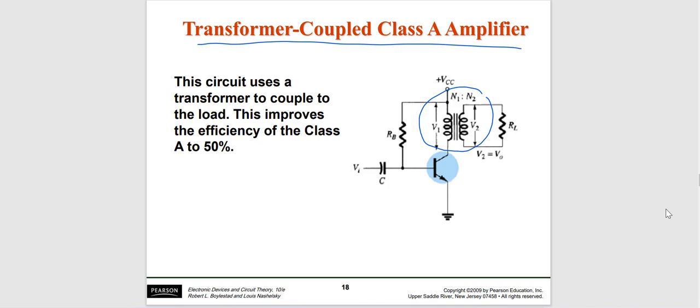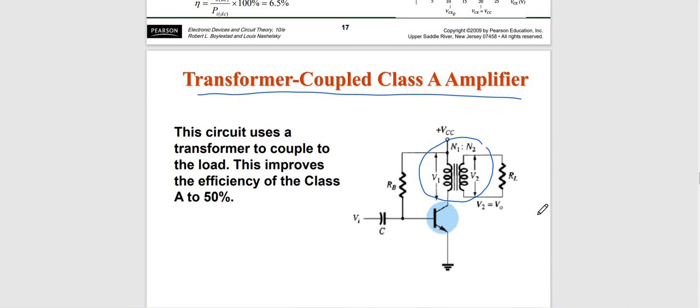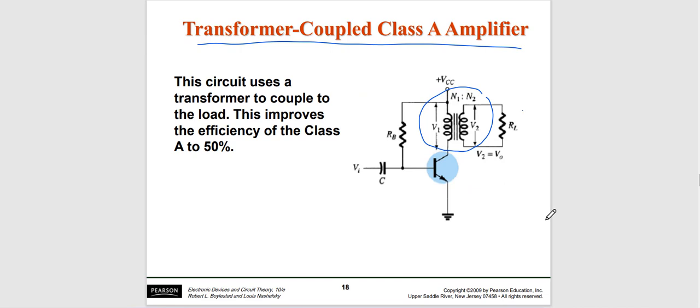The transformer replaces the load resistor. As you can see in the series fed, the load is the RC here. This is the load, and then we replace it with the transformer. The secondary turn of the transformer is connected to the load resistor, so this is the load resistor, RL. This is the load. The circuit uses the transformer to couple the load, and it will improve the efficiency of the class A to 50%.